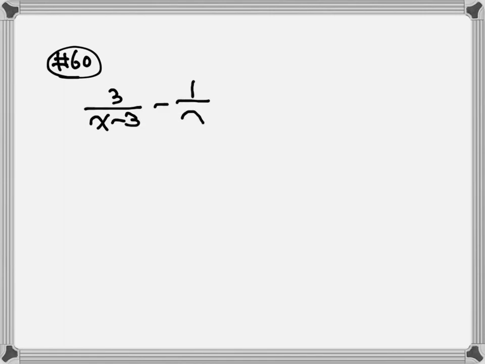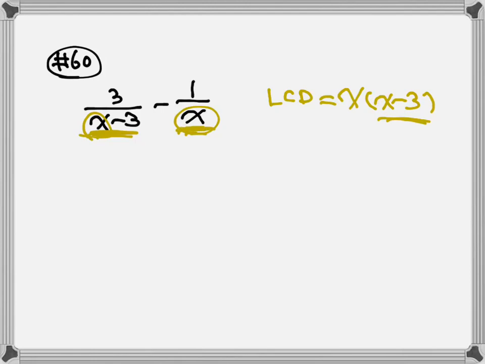Now let's look at number 60. Number 60, we have 3 over x minus 3 minus 1 over x. Now again, let's find the least common denominator. This one is x minus 3, so we want our x minus 3. That's only x, so we want our x. Be careful, this x and this x are totally different. This one is x minus 3, and this x by itself, so we want our x. So my common denominator will be x times x minus 3.